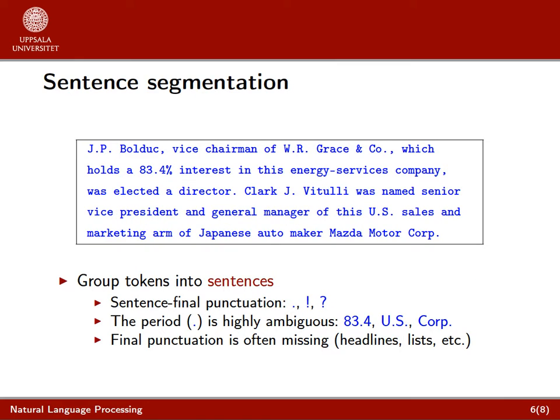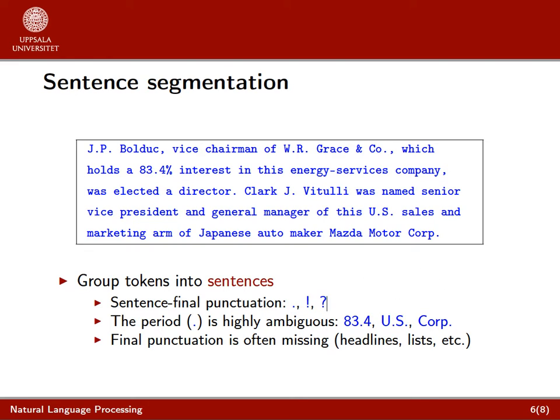Now, the final task that we count as part of the basic text processing is sentence segmentation, where we essentially, having recognized the tokens, then group them together into sentences. Now, the sentence is not a very well-defined concept, but by and large in text written as in English, they often start with a capitalized word and end with one of a few sentence final punctuation marks, including the period, the exclamation mark, and the question mark.